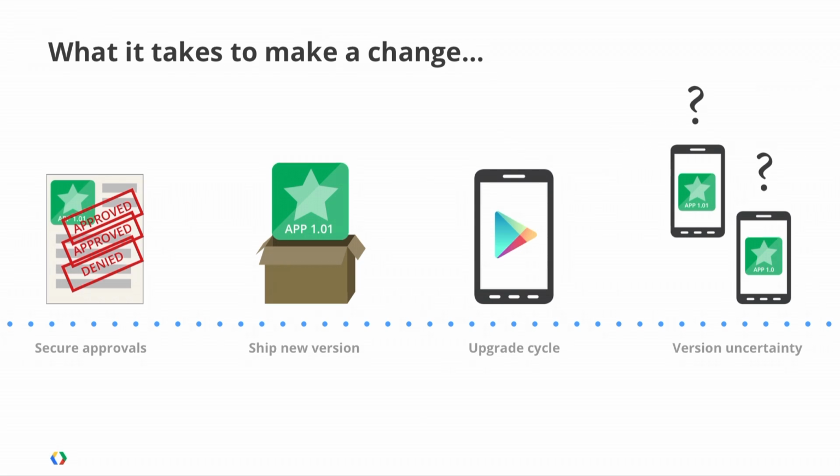And then even at the end of that, you're left with this version uncertainty where some of your users have upgraded, others haven't. You're using tools like Google Analytics to figure out who's using what version. And so it's very difficult for you as a developer to ensure that all of your users are having the consistent experience, or even the targeted experience, that you intend for them to have.